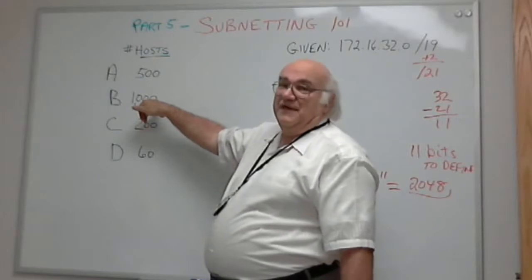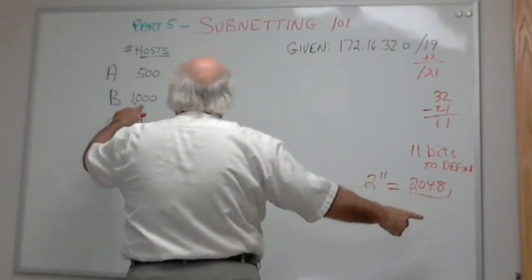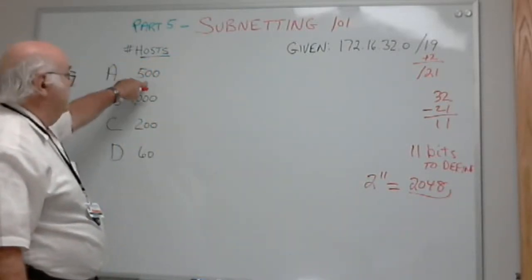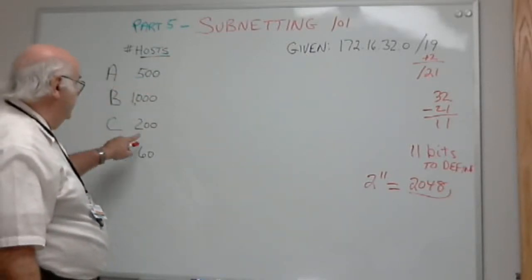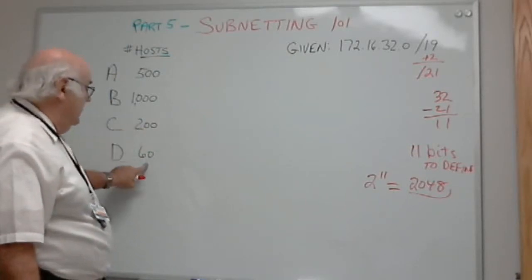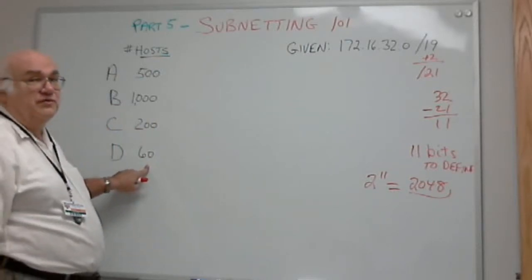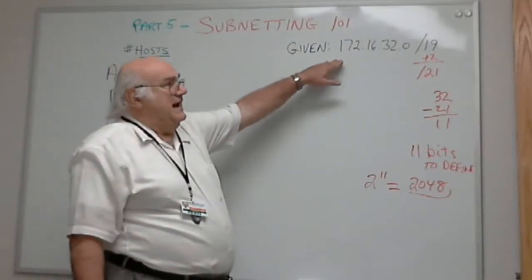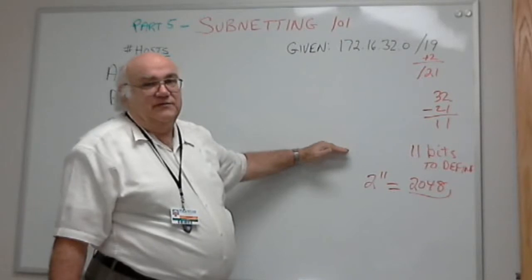I need a network that has 1,000 hosts. So basically, for this network, I'm throwing away 1,000 addresses. Here I need 500 hosts. I'm throwing away about 1,500 addresses. Here I need 200. I'm throwing away 1,800 addresses. Here I only need 60 addresses. I'm almost throwing away 2,000 addresses that I can never use again because I've taken that address and divided it into 4 equal subnets.